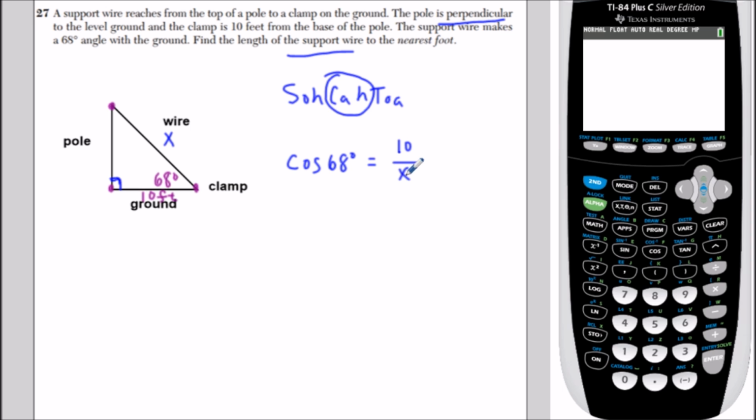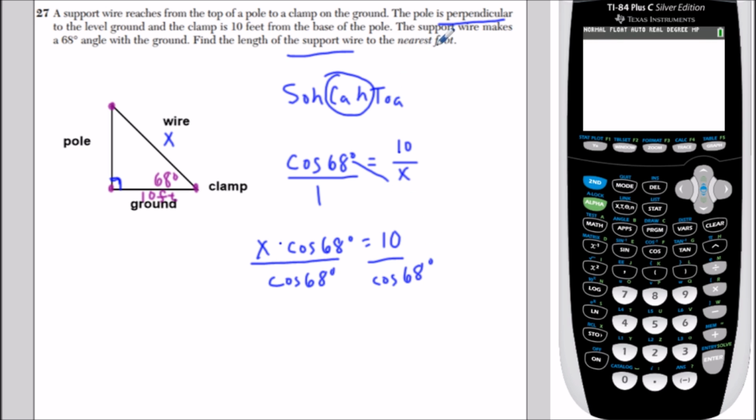All I'm going to do is solve for x, so just be careful with the algebra when the x is down here. If I cross multiply, I'm going to have x times cosine of 68 degrees. And this is equal to 10 times 1. And now to solve for x, we're just going to divide by cosine 68 on both sides. And in this question, we're rounding to the nearest foot. So just make sure we have a whole number for an answer.